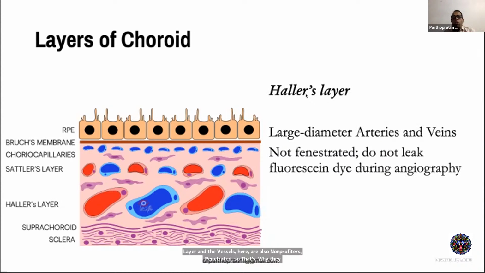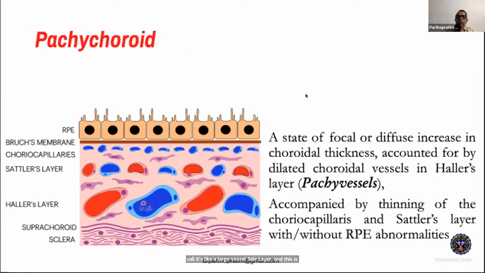Similarly, in Haller's layer, the vessels are just like normal vessels in the rest of our body. The vessels are of very large diameter, so that's why we call it the large vessel layer. And these vessels are also non-fenestrated.